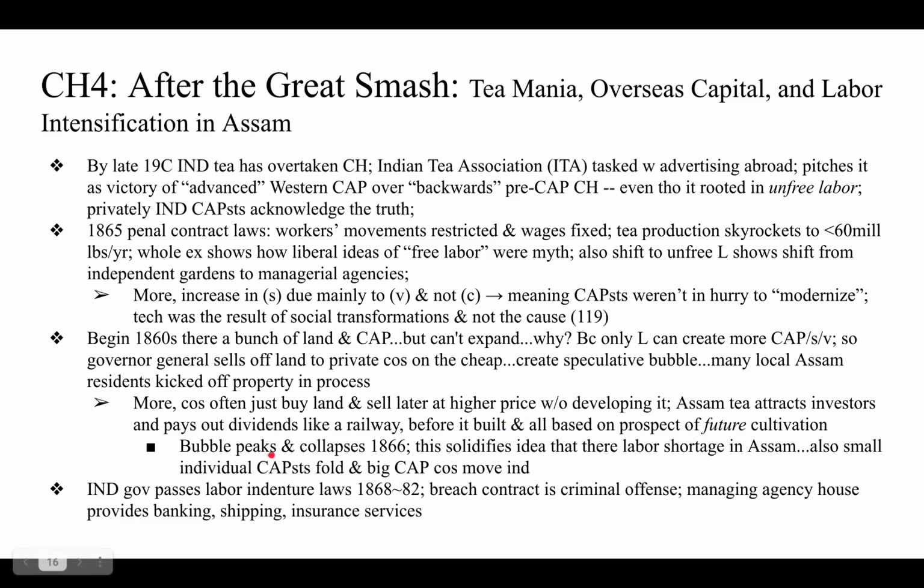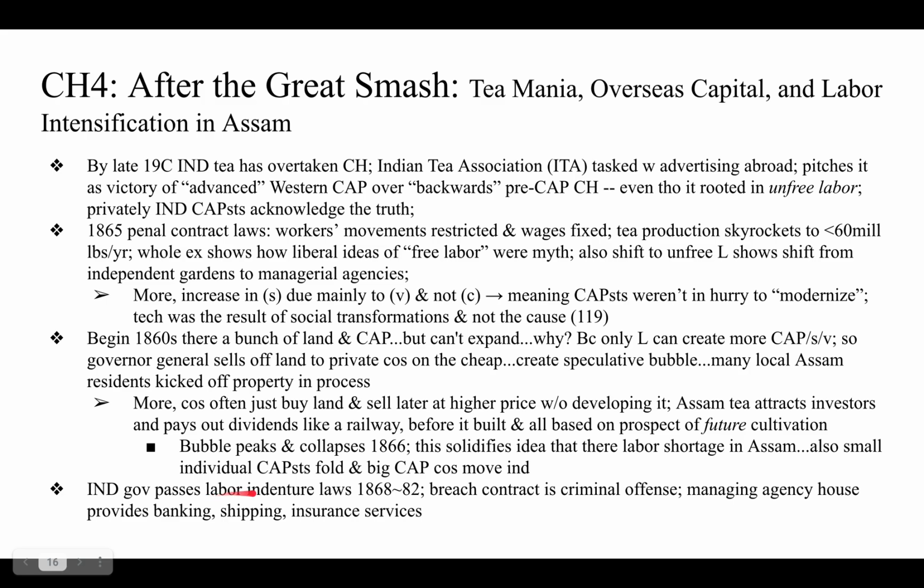Well, the bubble peaked and collapsed in 1866, and this solidified the idea that there was a labor shortage in Assam. Also, many small capitalists folded here, and then there was more centralization around bigger capitalist companies, and concentration in the hands of fewer and fewer capitalist companies there.